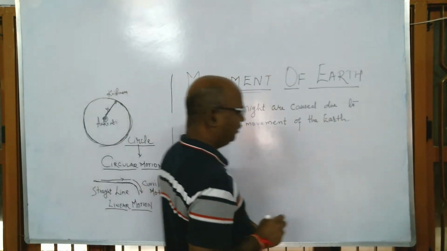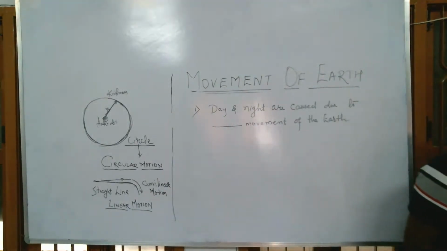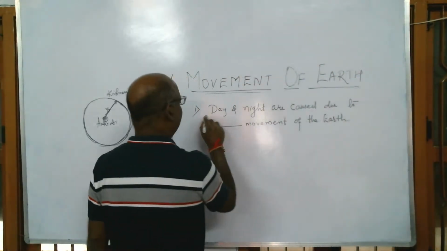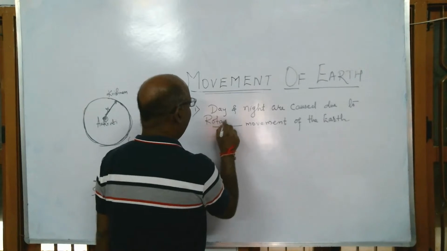Give this answer better. Day and night are caused due to dash movement of the earth. Shreya came in protection of Urvesh. Okay, Shreya, Sunakshi. I asked Urvesh, and all the other children came on video. Okay, correct answer: rotation, rotatory movement of the earth.